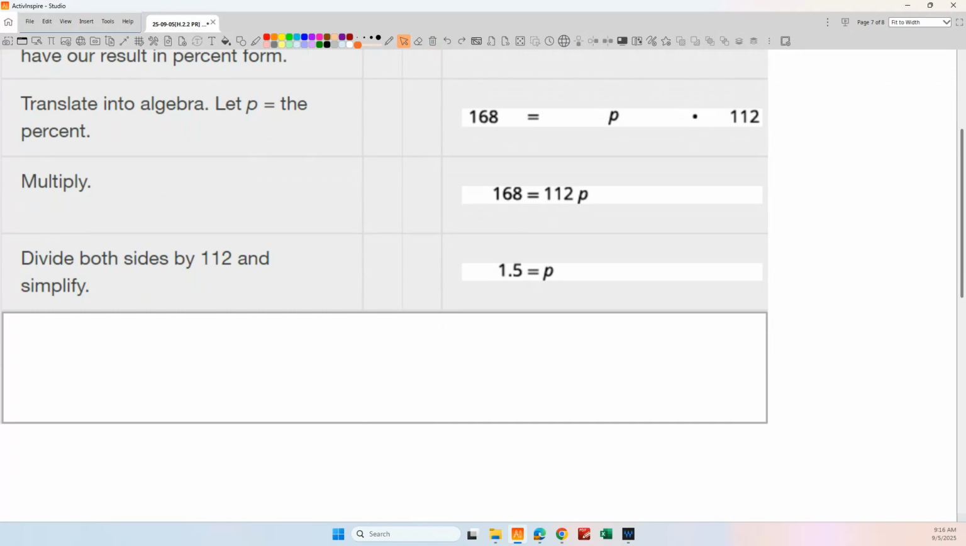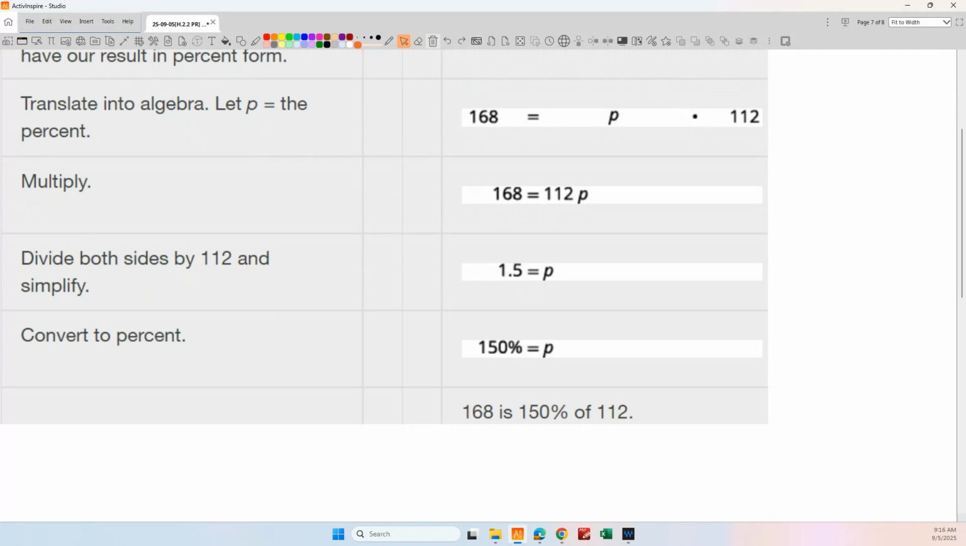So 1.5%? Ah, good. We got to convert that to percentage, don't we? So 150. Yep, there you go. Okay, good. Give me thumbs. How we doing? Good? All right.